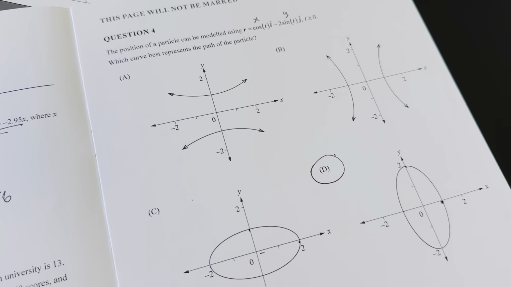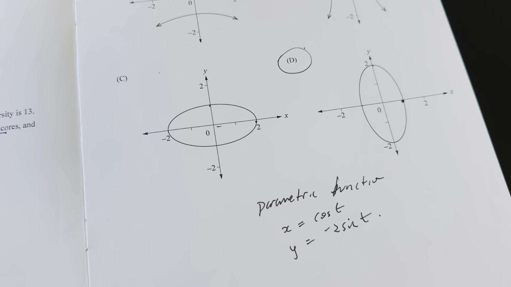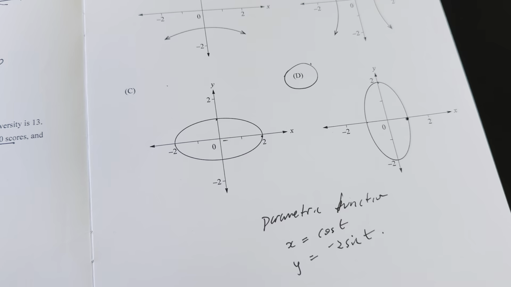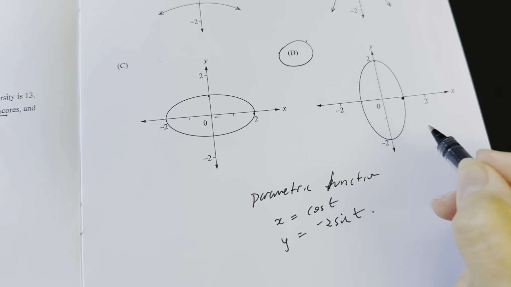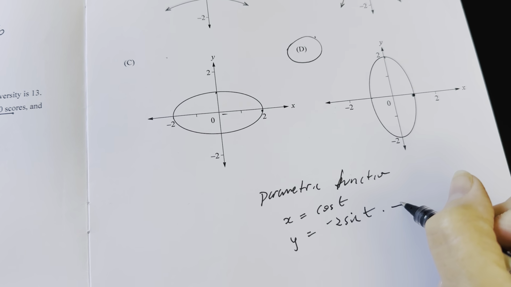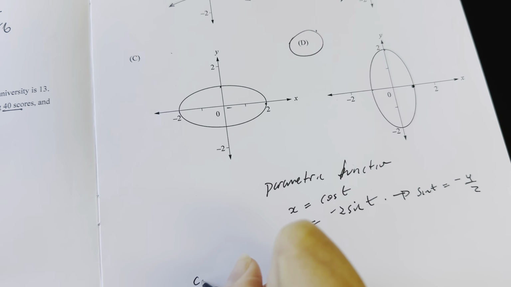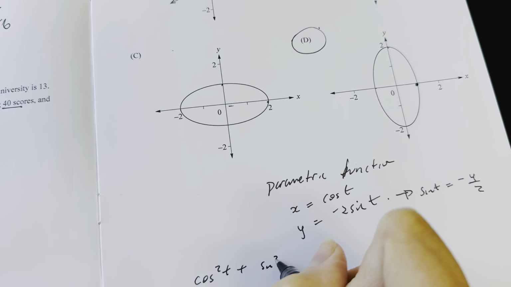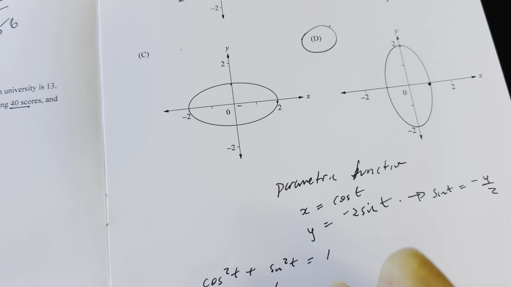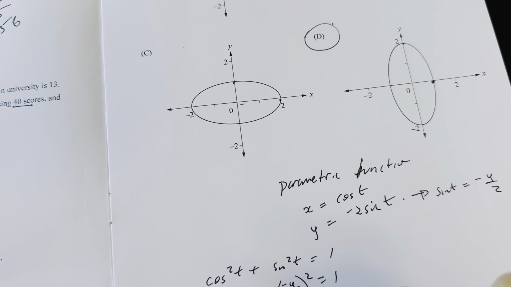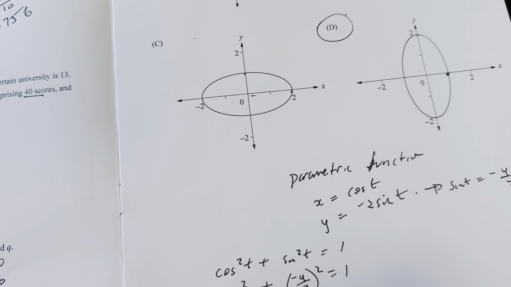If you didn't calculate it and you wanted to do it algebraically, you know, if you're feeling a bit technical: this is sine t equals -y on 2. We know that cos squared t plus sine squared t equals 1. So that's x squared plus (-y on 2) squared equals 1. That's x squared plus y squared on 4 equals 1.